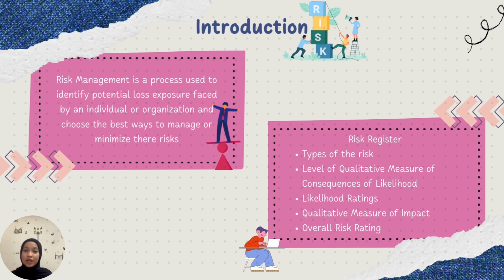Firstly, we need to figure out what types of risk are involved, determine the level of qualitative measure of likelihood, opt for a qualitative measure of impact, and lastly, by using the likelihood and impact assessment, generate the overall risk rating for each risk description.